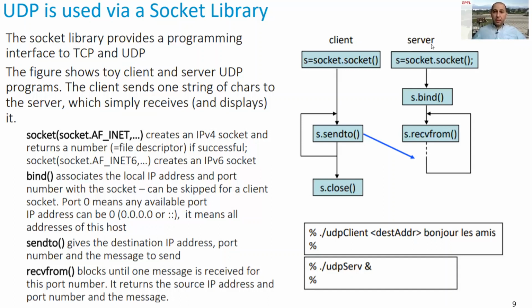Now, on the server side, the first thing we need to do is create the socket. We call the socket function, and inside this function we indicate the type of socket that we would like to create. In this case, it is a UDP socket, and this function returns a file descriptor. It's just a number that identifies the socket.